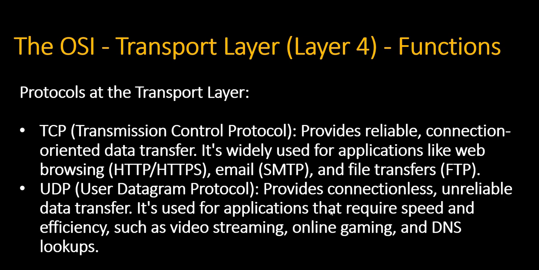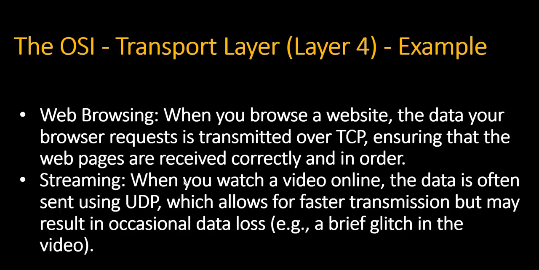UDP, User Datagram Protocol, provides connectionless, unreliable data transfer. It is used for applications that require speed and efficiency, such as video streaming, online gaming, and DNS lookup. Web browsing: when you browse a website, the data your browser requests is transmitted over TCP, ensuring that the web pages are received correctly and in order. Streaming: when you watch a video online, the data is often sent using UDP, which allows for faster transmission but may result in occasional data loss.